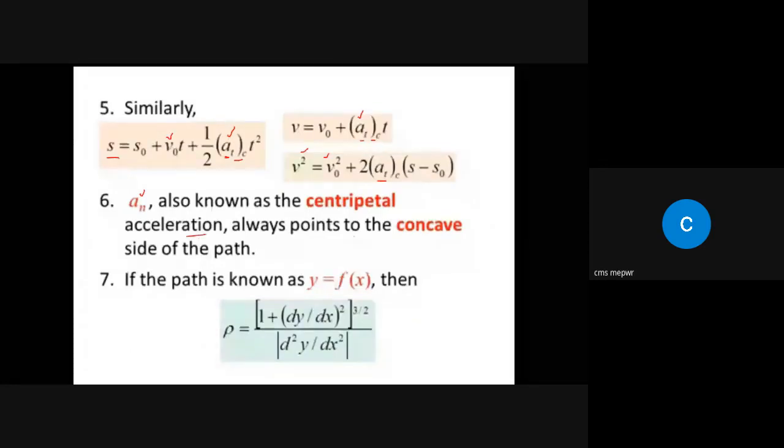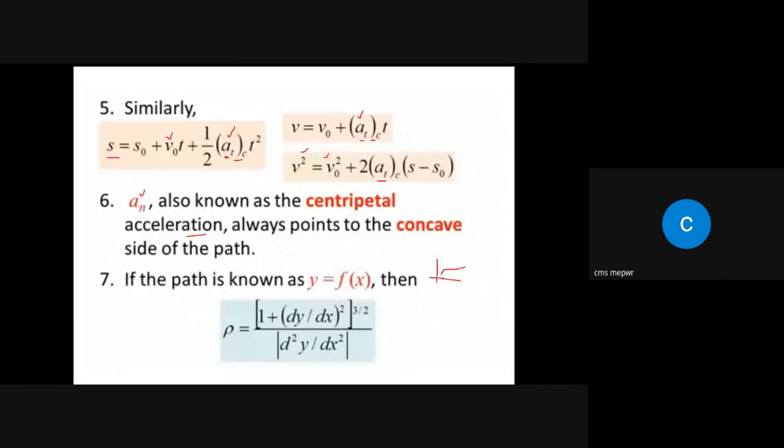It is always pointed to the concave side of the path. For example, if you have some curve like this one or this one, or a curve like this one, and if you have information about the path, meaning you have the variables of this point, this point, and this point, or you have an equation which represents this path, then you can find the slope of this curve.